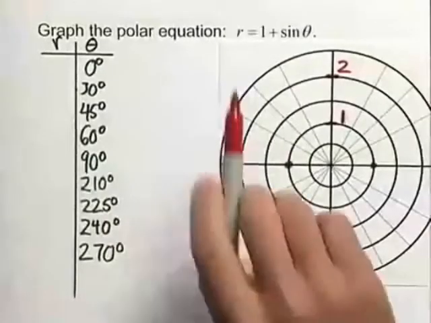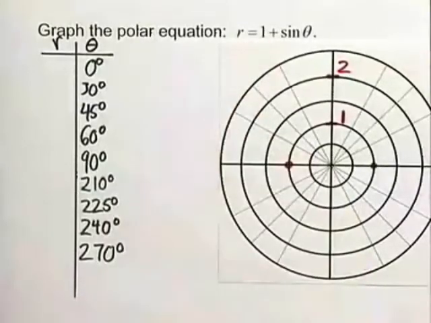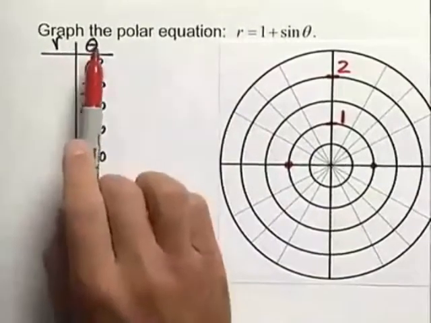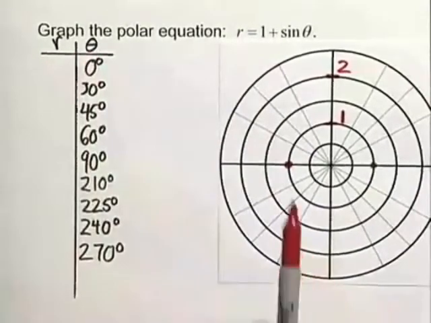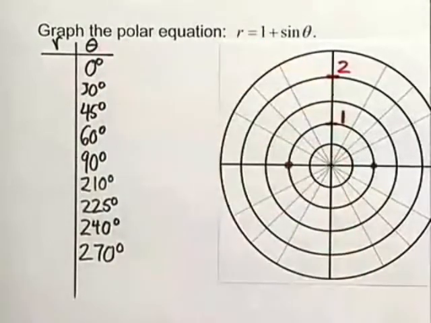Let's graph a polar equation. Here we're given r is equal to 1 plus the sine of theta. And remember, in polar coordinates, we're looking for ordered pairs of the form r comma theta. It's a good suggestion here, since we have r in terms of theta, to plug in theta values or angle values and then come up with the radii.